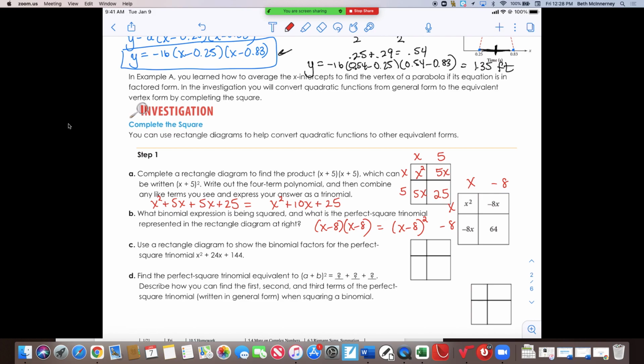Letter C. Use a rectangle diagram to show the binomial factors for the perfect square trinomial x squared plus 24x plus 144. So I want you to label the outside of the rectangle and then the 4 boxes.